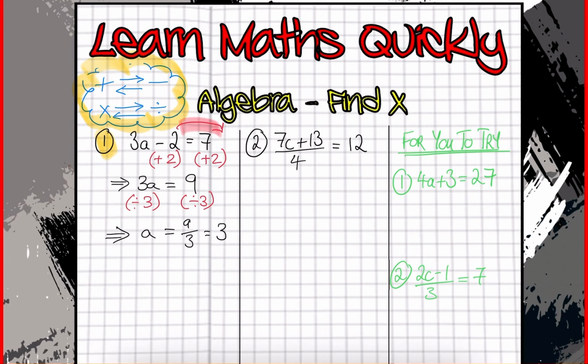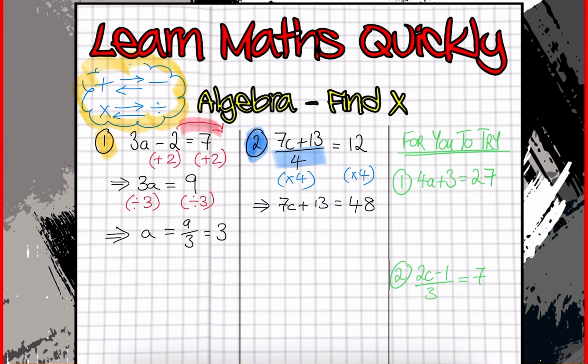When it comes to the next equation, number 2 over here, it's exactly the same principles. So at the moment, we've got ourselves divide by 4 at the bottom. So in order to get rid of that divide by 4, again, we go up to our little bubble in the top left corner and we do the inverse of division. So it's currently divide by 4, so we've got to multiply both sides by 4. So again, I'm putting the multiplication sign in brackets underneath both sides. So that means that we're left with 7c plus 13 equals 12 times 4, which is 48.